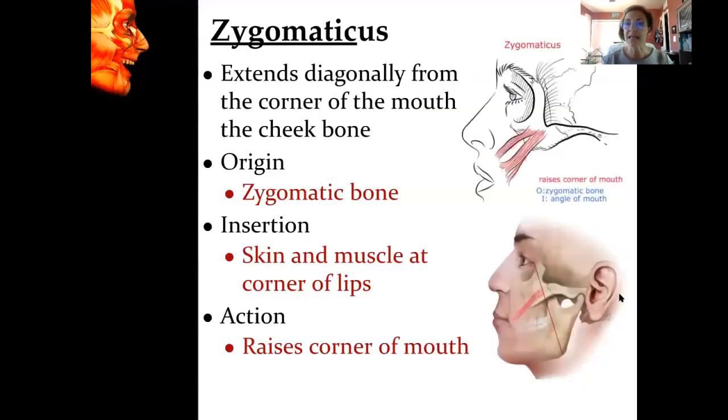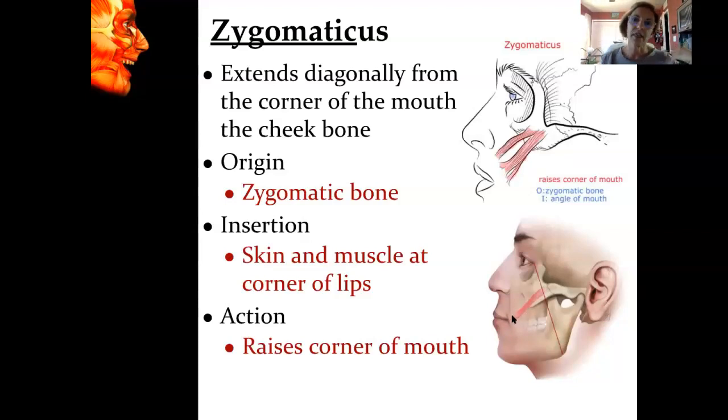Zygomaticus. So the zygomatic bone, remember, is your cheekbone, right? Cheekbone, right here, zygomatic. So this muscle extends from the zygomatic bone. This is the origin, so the immovable part. It inserts on skin and muscle at the corners of the lips. We can see that here underneath the skin.